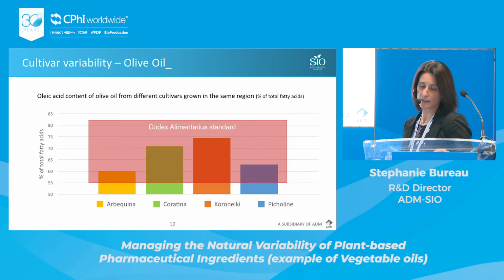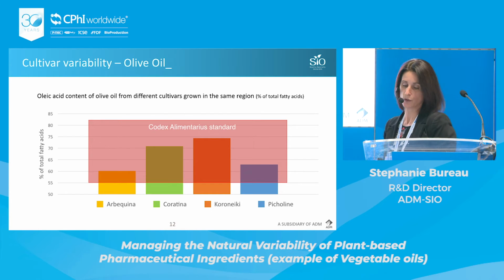That's why the standards on extra virgin olive oils that are edited by the Codex Alimentarius are so broad, with specifications ranging from 55 to 83%.